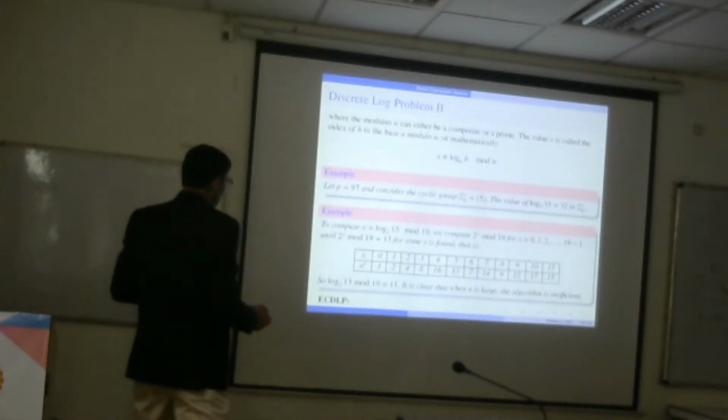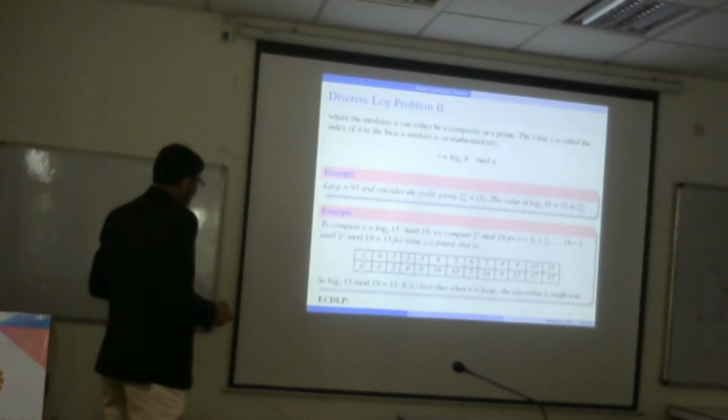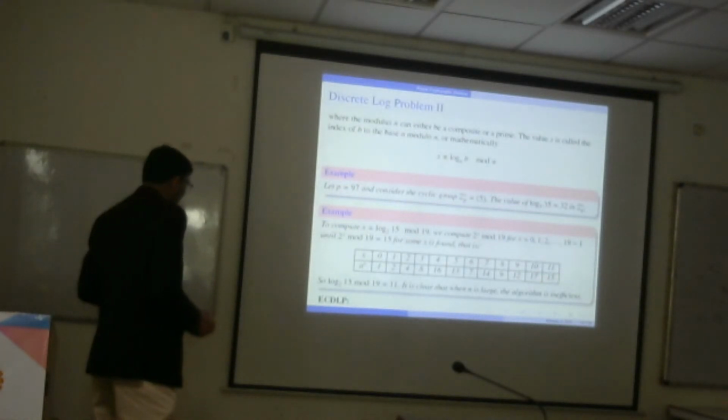We have taken p of size 19. Suppose you want to find x such that 2 to the power x mod 19 equals 50. So now you find the value of x. You can do the manual calculation, just 1, 2, 3, 4, 5, and when it is matching, yes, at 11 it is matching. So that means the value of x is 11.